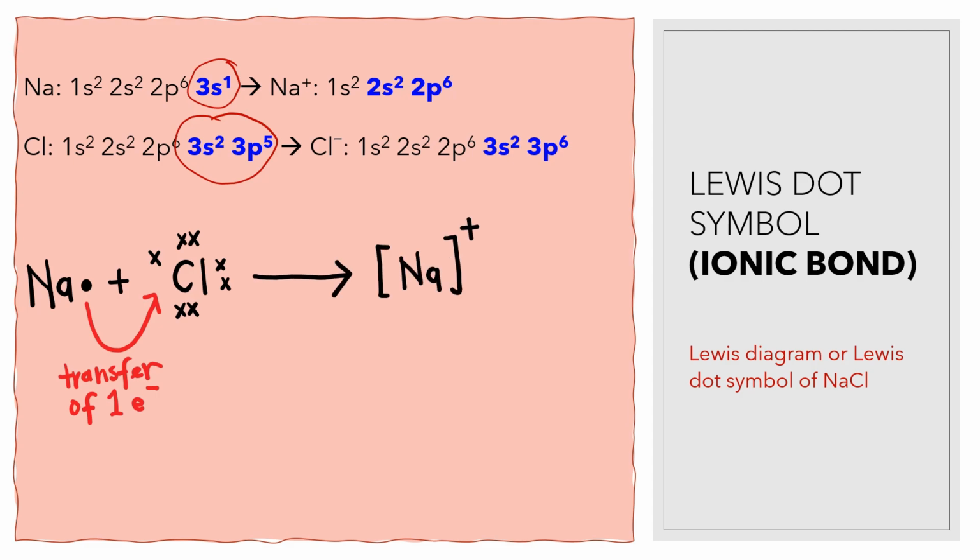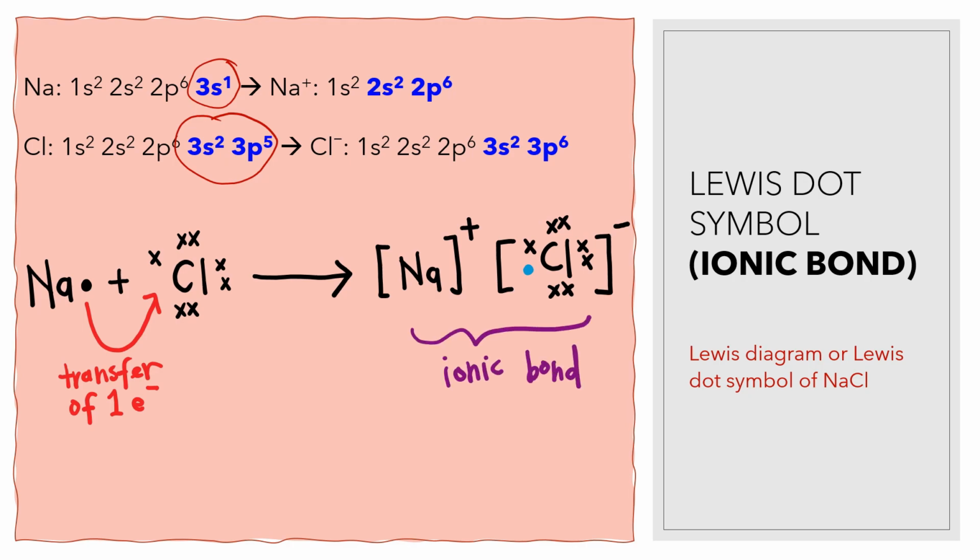This will form Na+ ion for the sodium. And chlorine will have 7 plus 1 electron from the sodium just now. It will form the ion Cl-. So by having this positive charge and negative charge here, the attraction forces between these two form the ionic bonding.